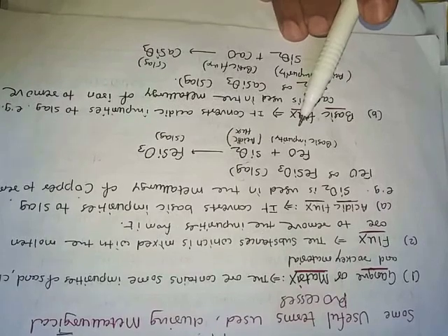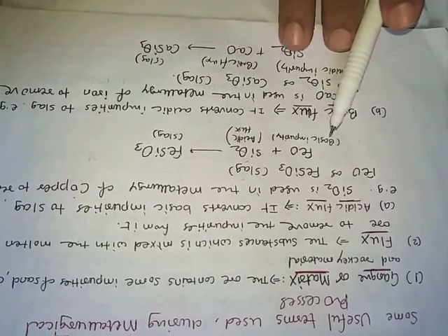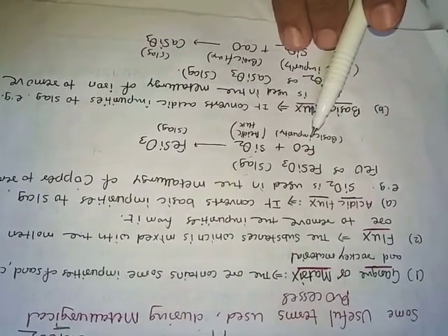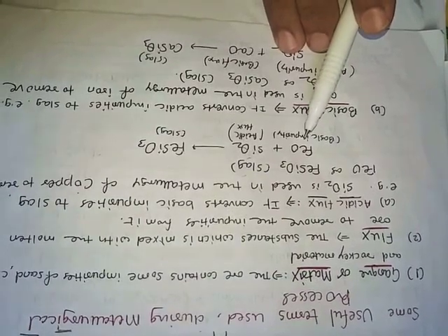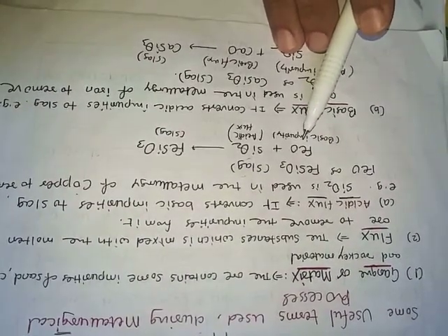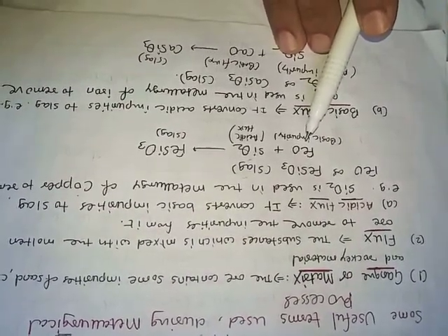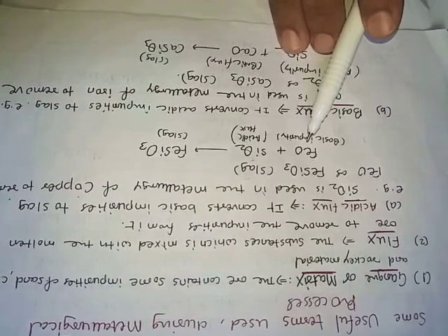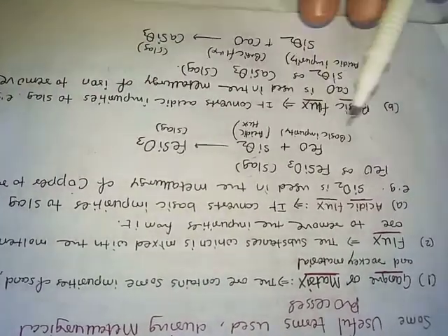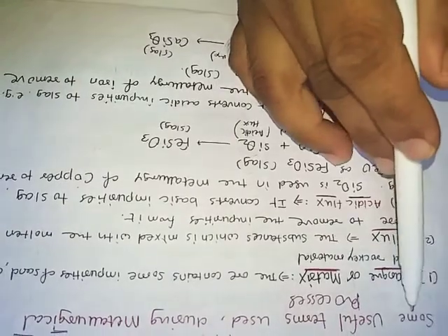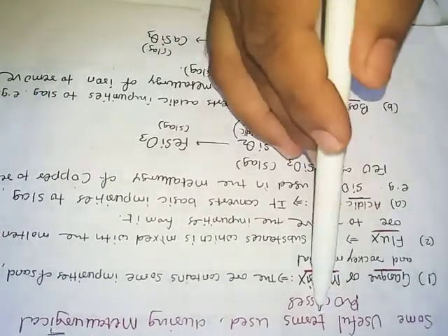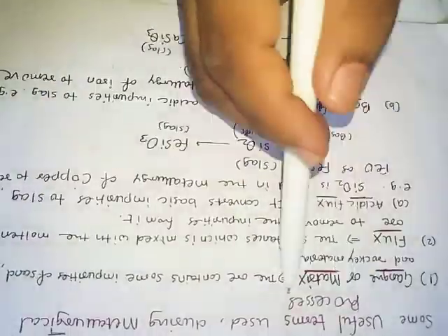Now we have discussed the types of ores: oxides, carbonates, nitrates, sulfates, halide ores, and sulfide ores, with their names and chemical composition. Next, some useful terms used during the metallurgical process.